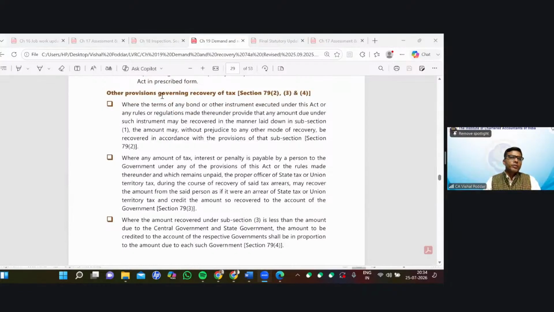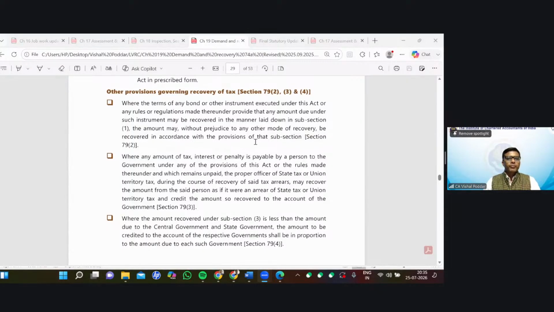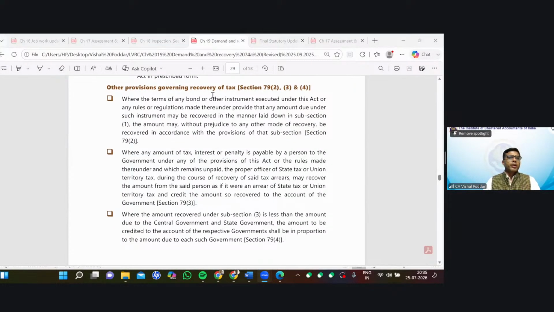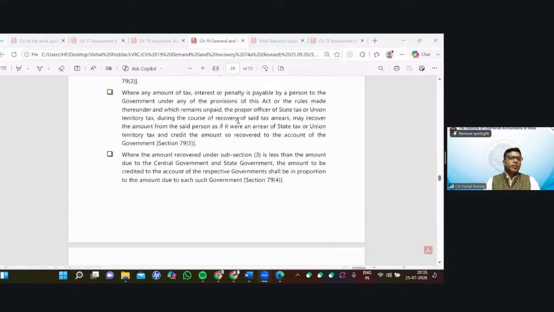Now, what are the other provisions governing recovery of tax? Where the term of any bond or other instrument executed under this Act, rules, regulations made thereunder provide that any amount due under such instrument may be recovered in the manner laid down in subsection 1, the amount may, without prejudice to any other mode of recovery, be recovered in accordance with the provisions of section 79(2). So, wherever any bond or any such instrument is executed, what does the Act provide? The amount due under such instruments will be recovered in accordance with the above provisions.